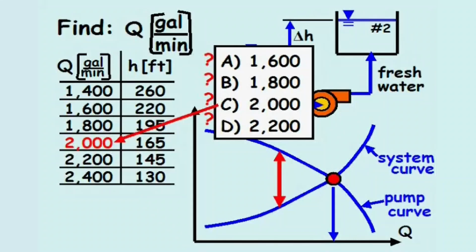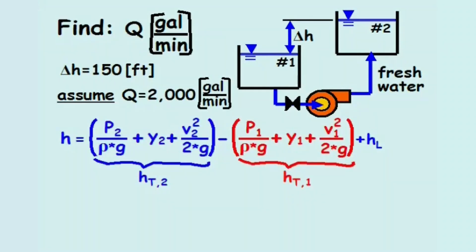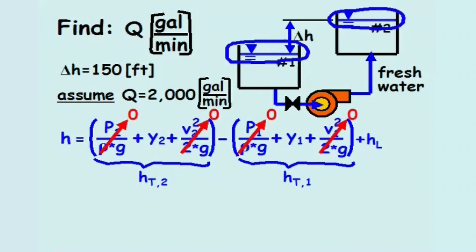Now it's time to solve for the system head at a flow rate of 2,000 gallons per minute. The system head for a given flow rate equals the total head at reservoir 2 minus the total head at reservoir 1 plus the head loss through the system between the two reservoirs. Since both reservoirs are open to the atmosphere and static, the pressure head and velocity head values are 0, and the equation reduces down to the change in elevation head plus the head loss through the system.